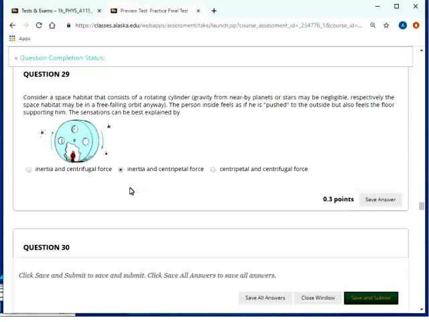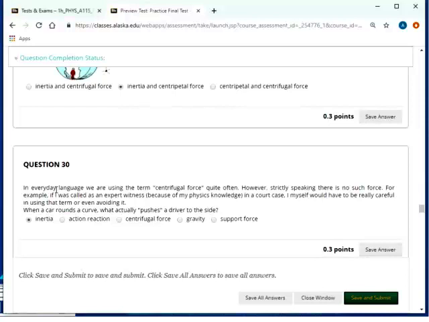All right, let's see what the follow-up question says. In everyday language, we are using the term centrifugal force quite often. However, strictly speaking, there is no such force.